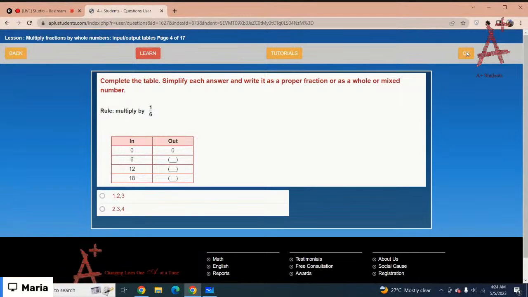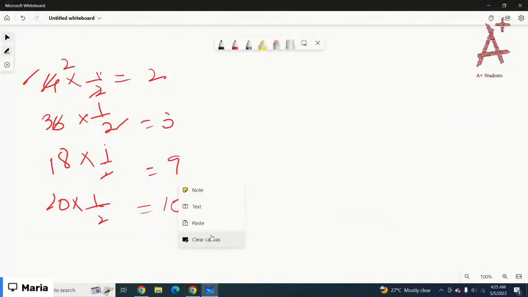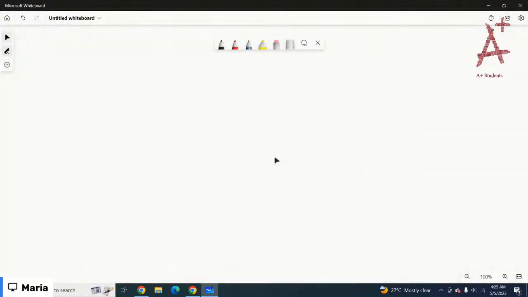Okay, the next one is 0, 6, 12 and 18. You have to multiply all the values by 1 over 6. It would be 0, 6, 12 and 18. You have to multiply each value with 1 over 6.